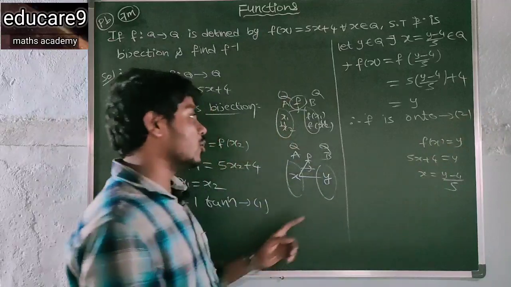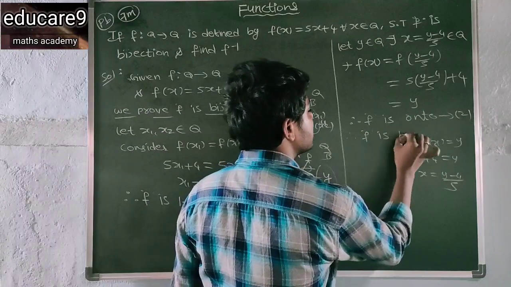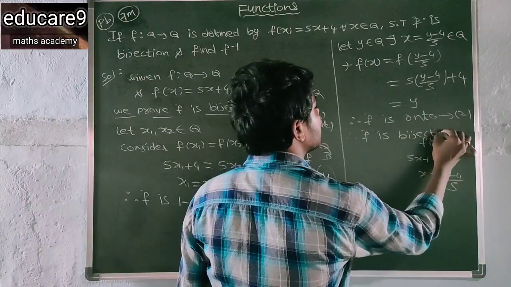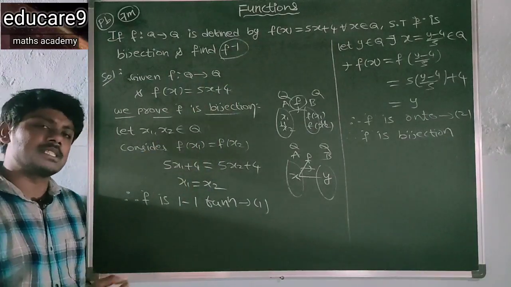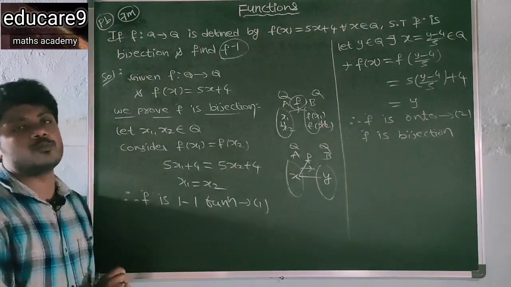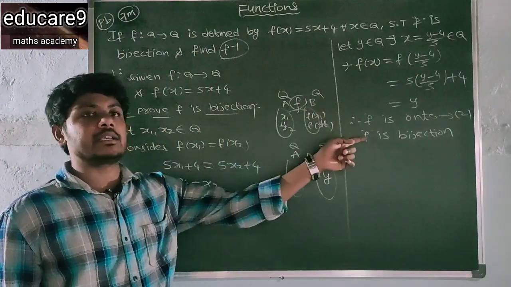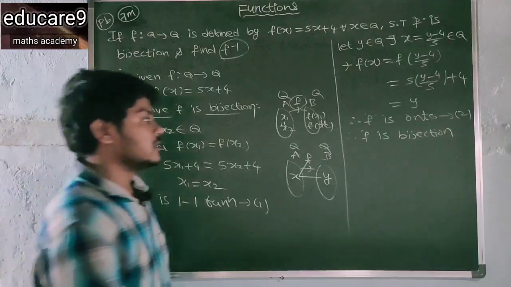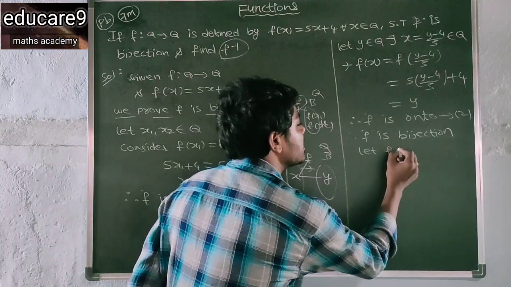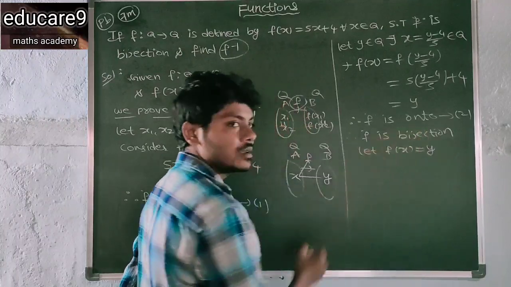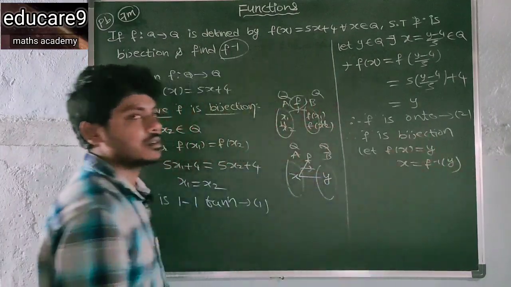So from 1 and 2, f is bijection. Therefore f is bijection. Find f inverse. Whenever the inverse exists, if the given function is bijection, then only the inverse exists. So clearly here f is bijection, therefore inverse exists. So for finding the inverse function, let f of x is equal to y. So from this the x value is f inverse of y.